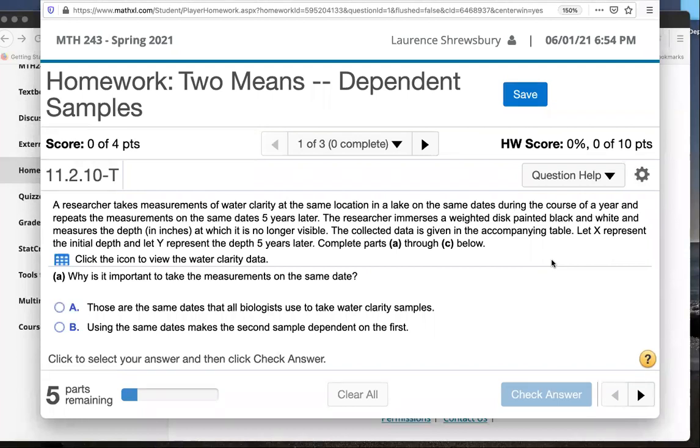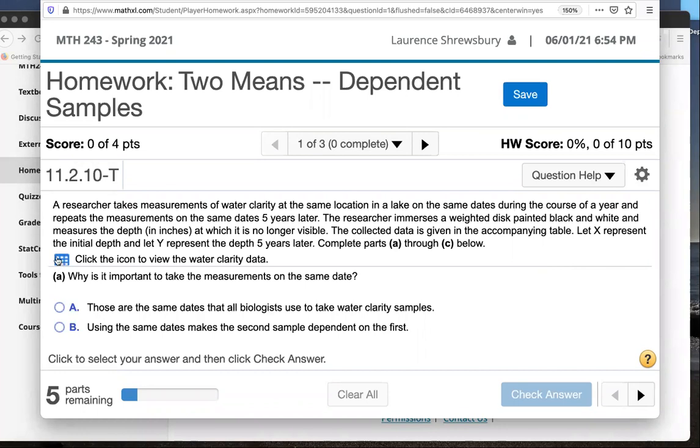And he repeats the measurements on the same dates 5 years later, to see if there's a change after 5 years. The researcher immerses a weighted disc painted black and white and measures the depth in inches at which it is no longer visible. So the bigger the measurement, the clearer the lake is. The smaller the measurement, the more murky the lake is. The collected data is given in the accompanying table. Let X represent the initial depth and Y represent the depth 5 years later. Complete parts A through C below.